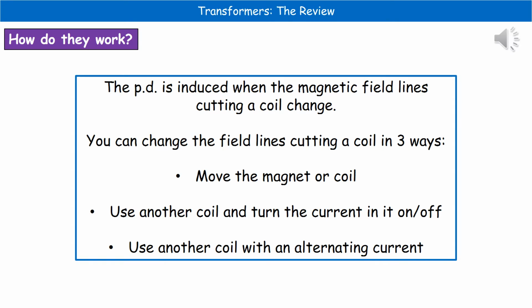Now, the way in which a transformer works is that we will induce a potential difference when the magnetic field lines cutting a coil change. So there are three ways that we can actually bring about this change. The first one is that we can move the magnet or the coil. The second is that we can use another coil and turn the current in it on or off. And the third one is that we can use another coil with an alternating current. So any of those three things will change the field lines being cut within that coil.